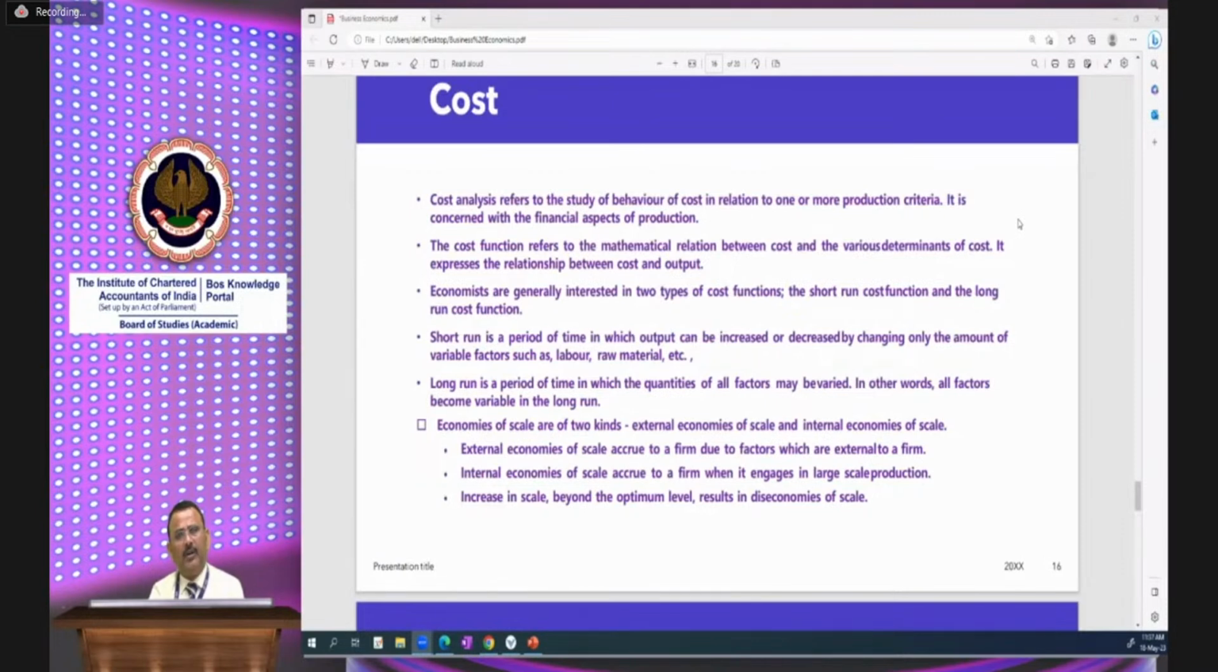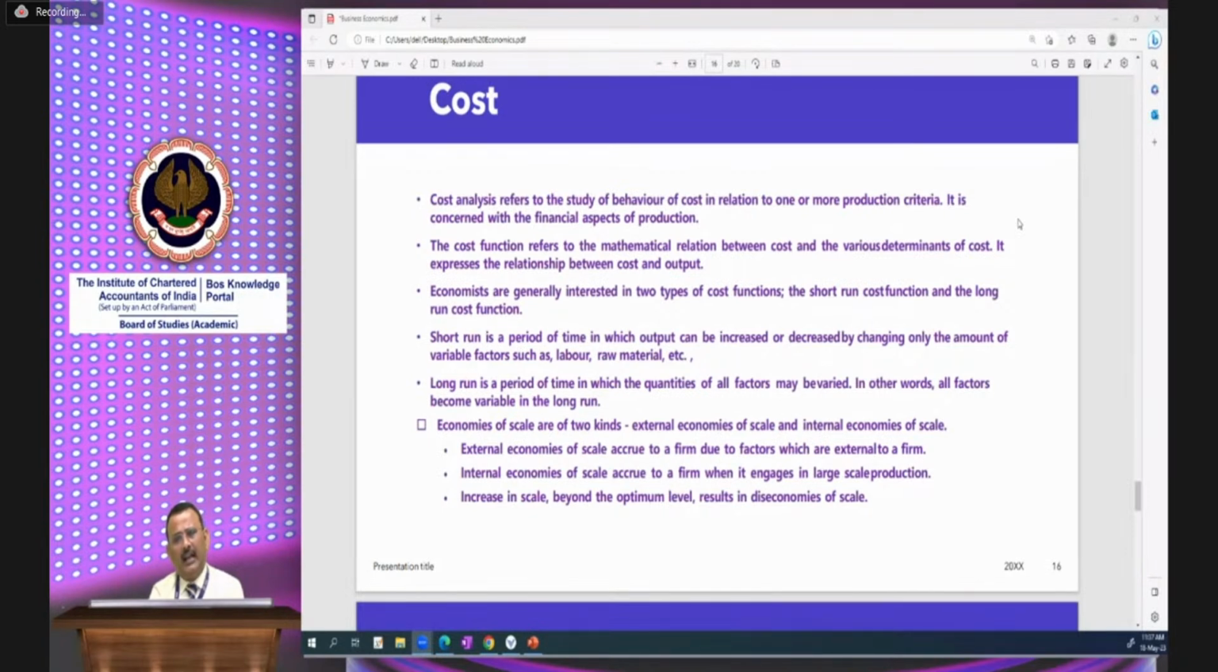Increase in scale beyond the optimum level results in diseconomies of scale. So ultimately, while deciding upon how much to produce depends upon your business acumen and the supply and demand scenario of that particular product that a producer is producing. So all these factors come into consideration while analyzing these scales of economies.